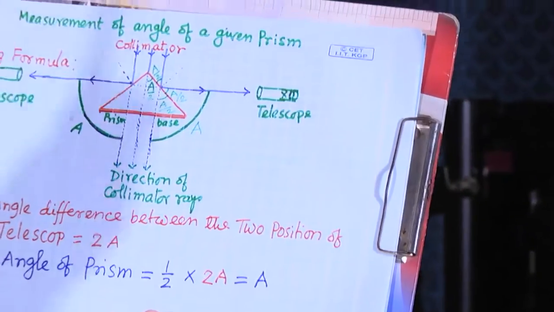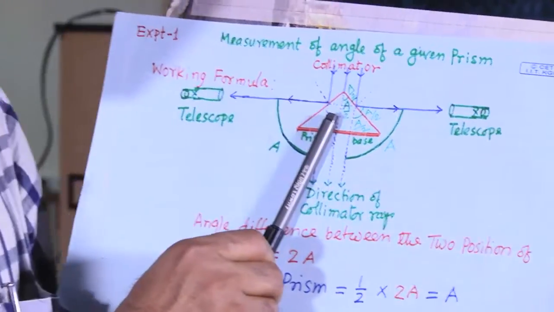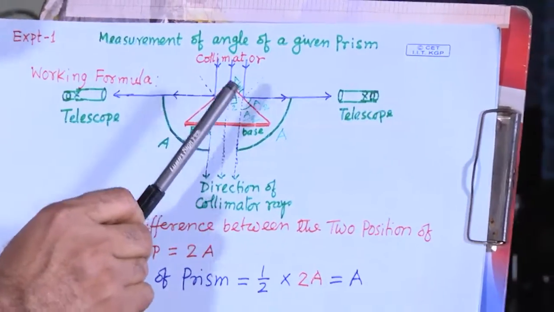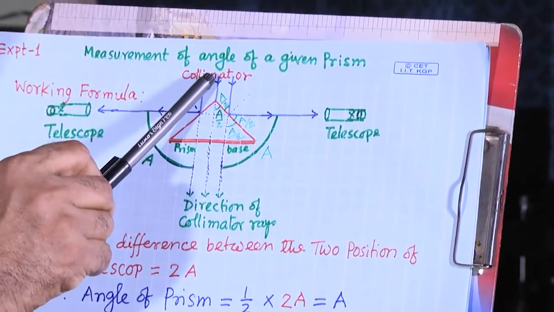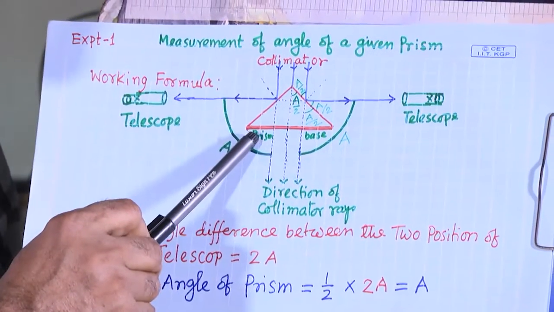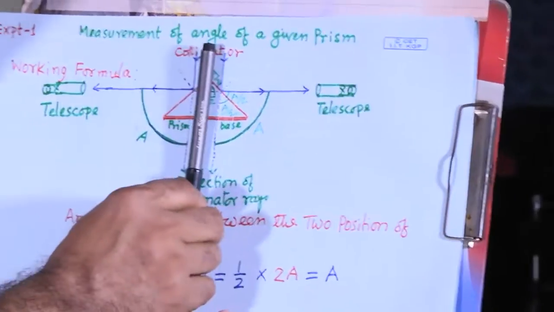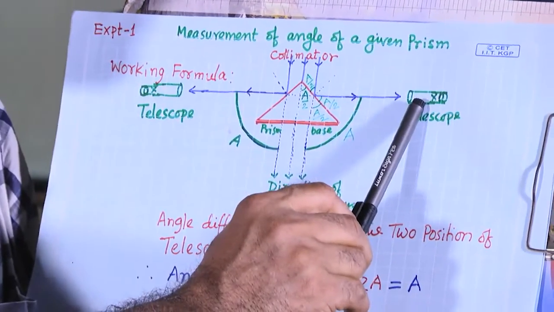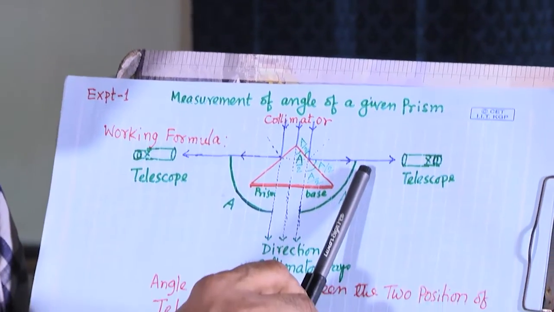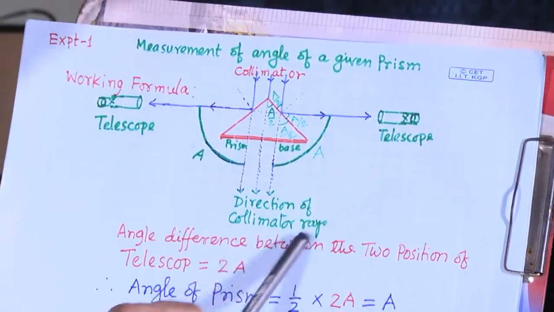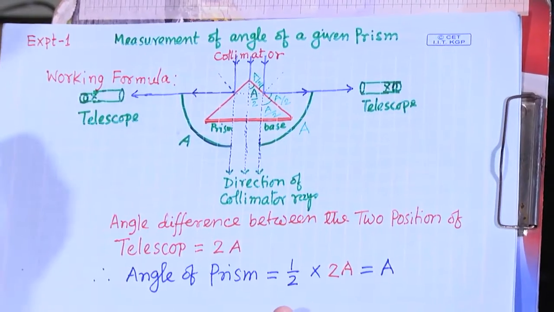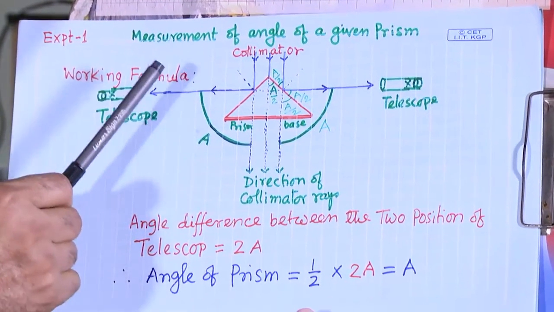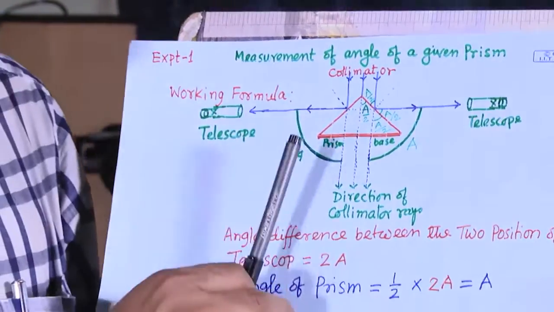So, experimentally what we have to do? We have to put the prism on the prism table like this, keeping the apex towards the collimator, and opposite to that is the base. Then we have to see the reflected ray on this side, put the telescope, and take the reading. Then take the telescope to the other side, find the reflected rays, and take the reading of the telescope at that position. Then we can find the angle of the prism. So, this is the experiment. Okay.